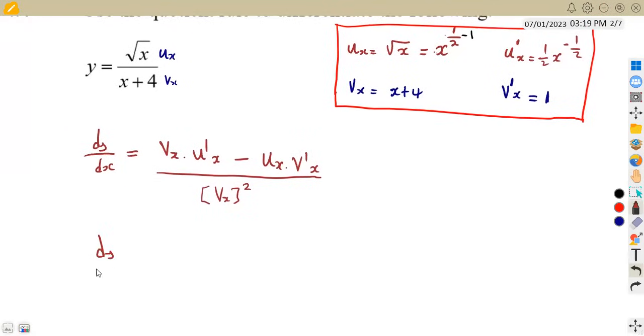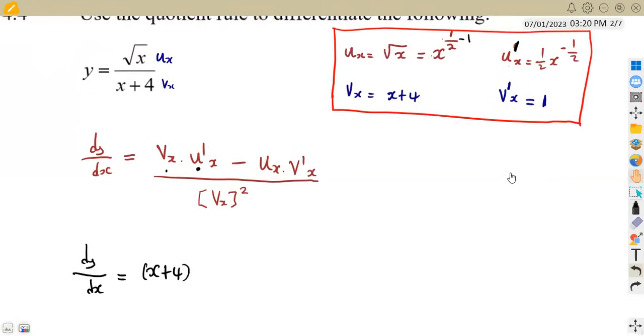So we are going to have our derivative of y with respect to x. The derivative of y with respect to x is equal to the vx. Our vx here is x plus 4, so you can write it in brackets, or just write x plus 4 like this, times the first derivative of u, which in this case is half x to the exponent of negative half.